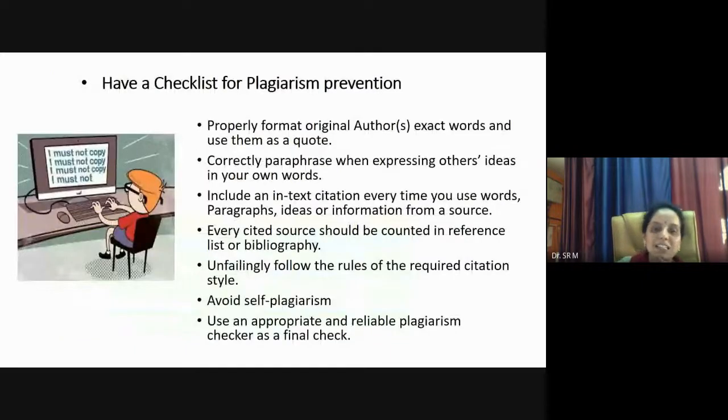Please have a checklist or a worksheet so that you can prevent plagiarism. I will properly format the original author's exact words and use them as a quote. Then I correctly paraphrase, rewriting when I express somebody else's ideas in my own words. I do not forget to give an in-text citation every time I use words, paragraphs, ideas, or information from a source. Every cited source should be counted in my reference list or bibliography. Please unfailingly follow all the rules of the required citation style you are using. And please avoid self-plagiarism of your previous works, and use an appropriate and reliable plagiarism checker as a final check.